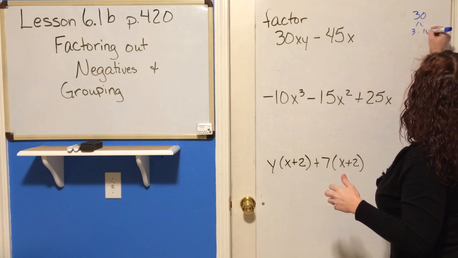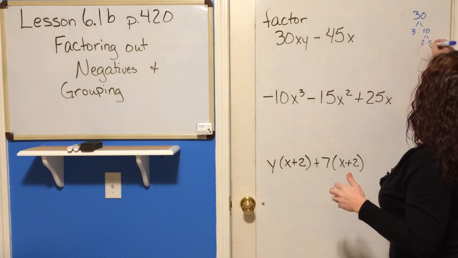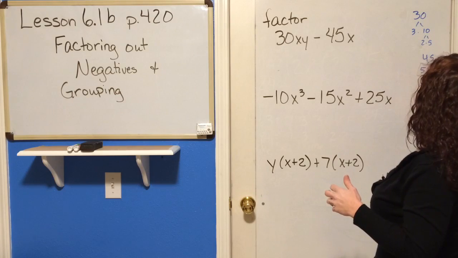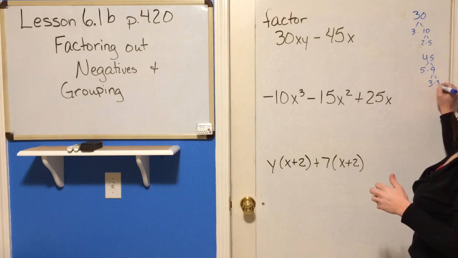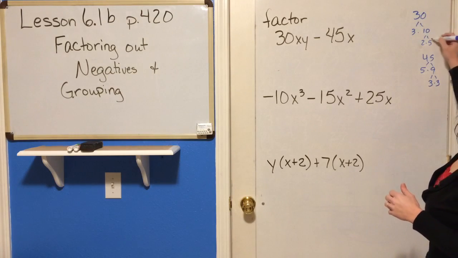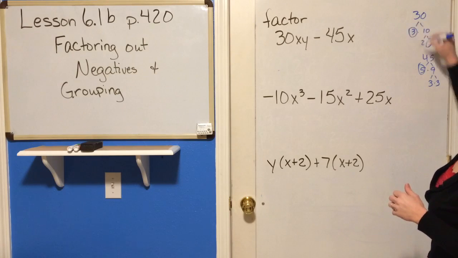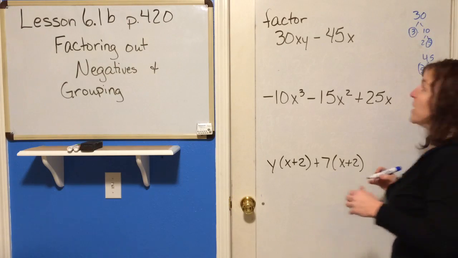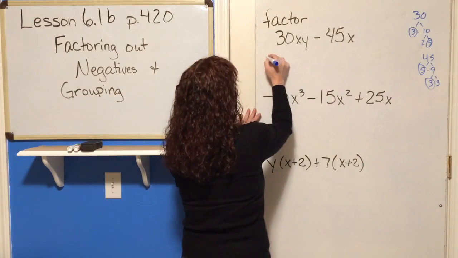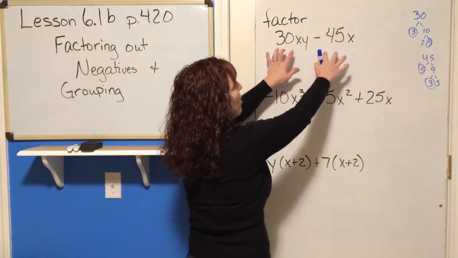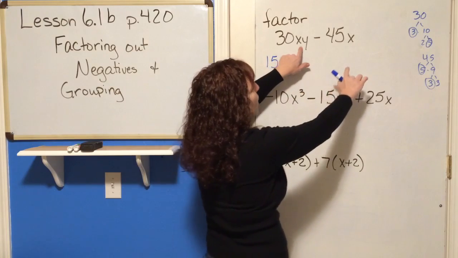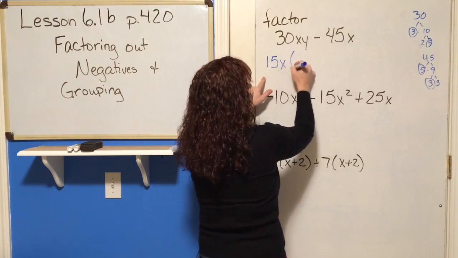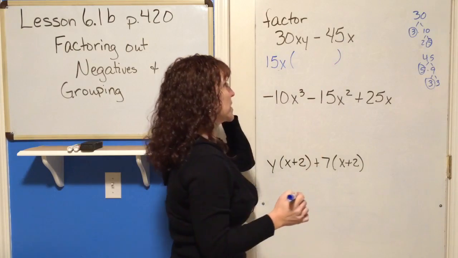30 is 3 times 10, and 10 is 2 times 5, and 45 is 5 times 9, and 9 is 3 times 3. And then you can look to see, oh, they have a 5 in common, and they have a 3 in common. So 3 times 5 is 15. All right? So 15 is our GCF between our constants. And then an XY and an X have an X in common. So 15X comes outside of the parentheses.